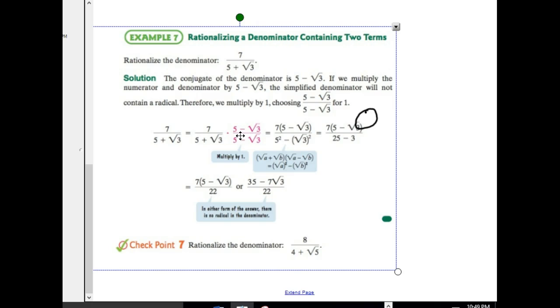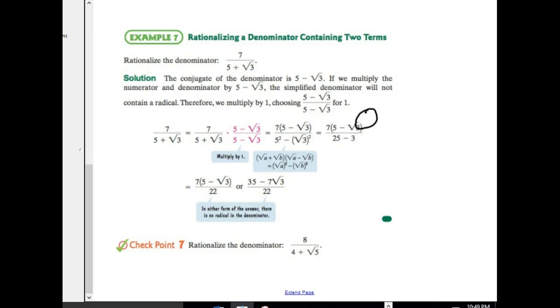And then ultimately, you have the last term times the last term, which is minus the square root of 3 squared. Well, when you square a square root, you end up with just that number. So you end up with 25 minus 3, which is where the 22 comes into place here. Okay?